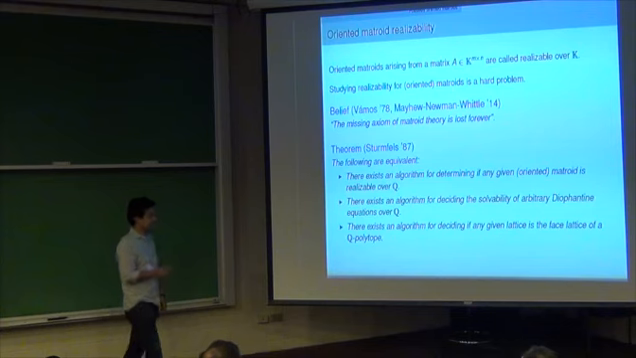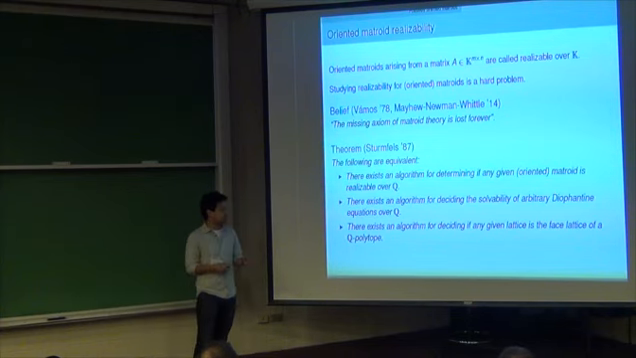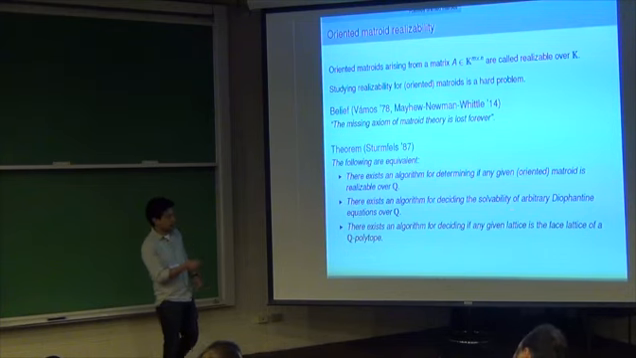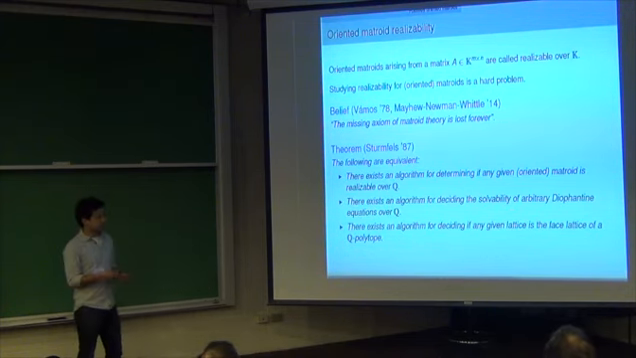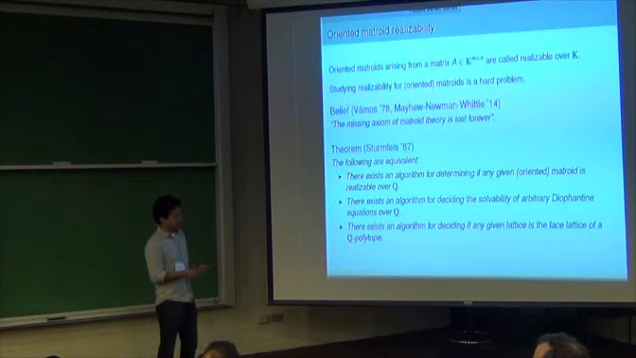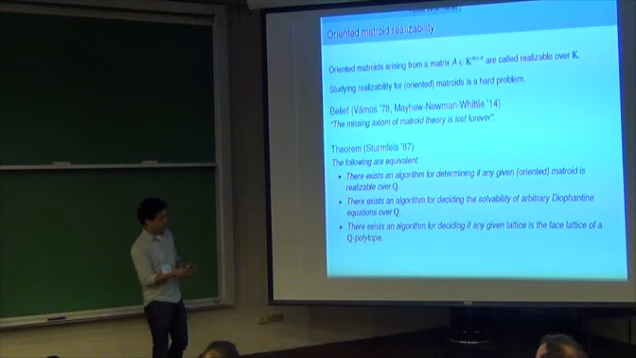We don't know if there even exists an algorithm. It doesn't matter the complexity. We don't even know if there's an algorithm for solving arbitrary Diophantine equations over the rational numbers. That's equivalent to determining if any oriented matroid is realizable. And there's also an interpretation in terms of lattices, space lattices of cube polytopes.